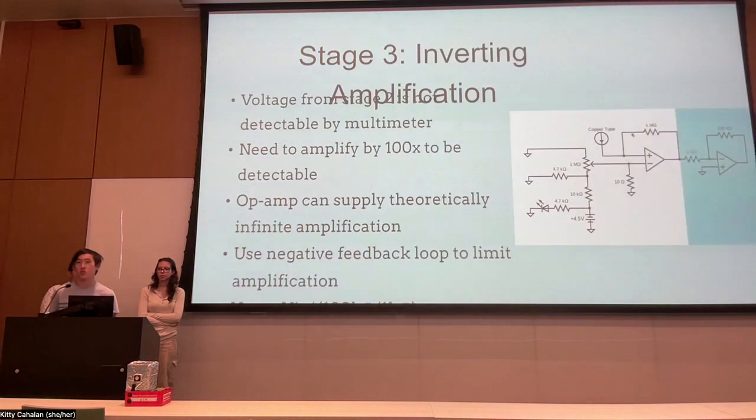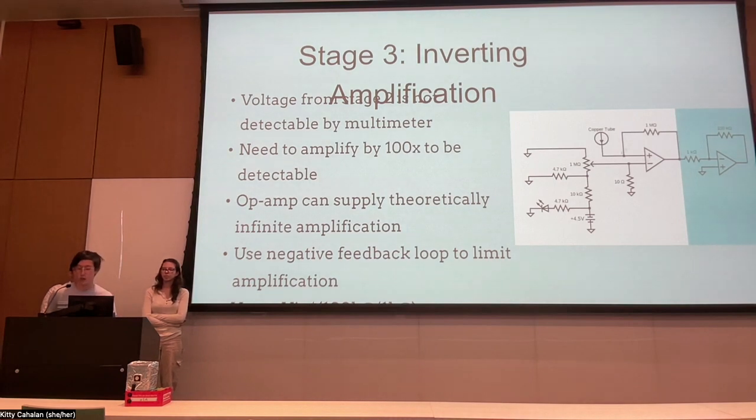And the final stage is the inverting amplifier. Voltage from stage 2 is actually still too small to be detected by the multimeter. So we need to again amplify it by a factor of around 100. So we're going to use an op amp. Op amps can supply theoretically infinite amplification, but in order to get a reading, we use a negative feedback loop to limit the amplification to around 100.